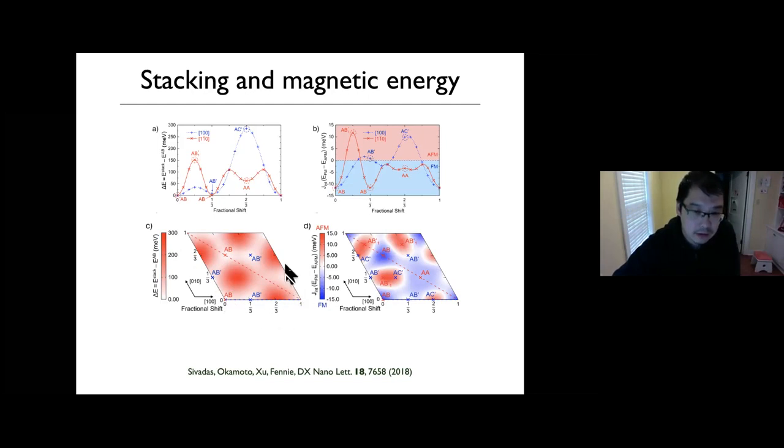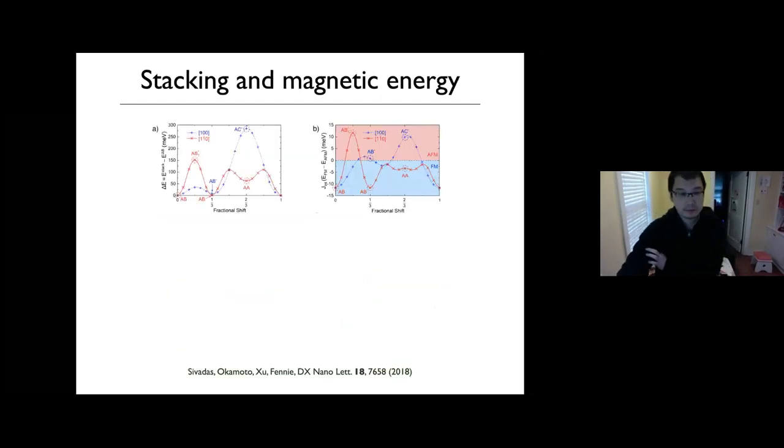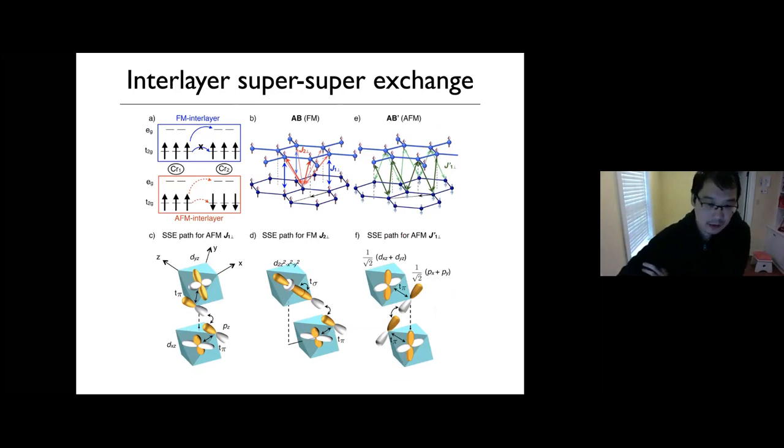So this is the total energy and this interlayer exchange on this two-dimensional space. Again, you can see that those are the local minimum positions. They have a nice C3 symmetry, and this blue and the red regions correspond to ferromagnetic and anti-ferromagnetic configurations. So basically, now we know that this rhombohedral stacking would correspond to a ferromagnet, and monoclinic would correspond to anti-ferromagnet.